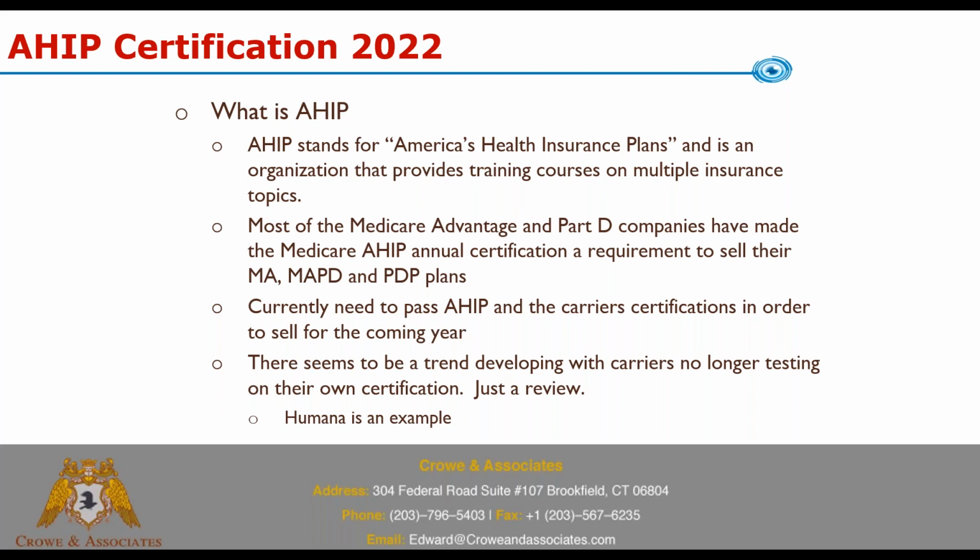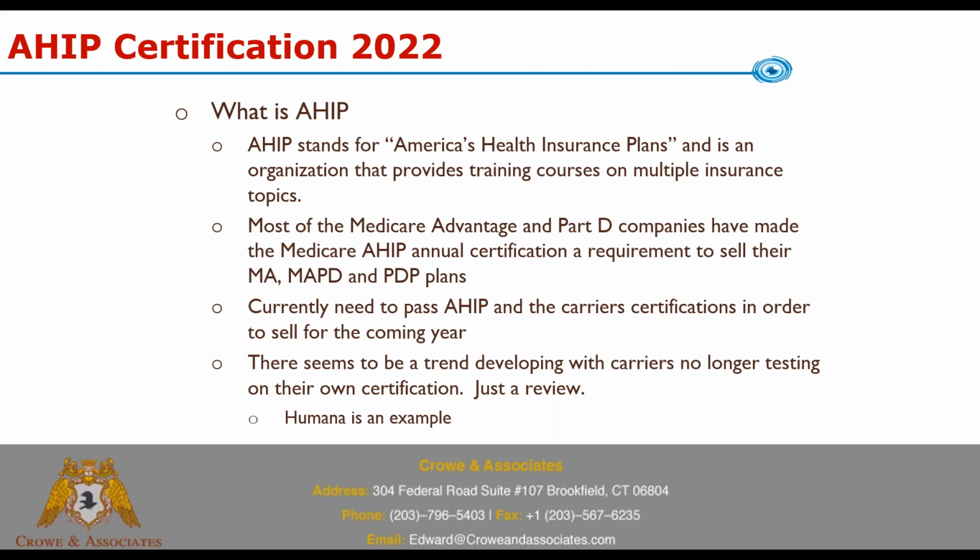So most Medicare Advantage and Part D companies have made AHIP certification a requirement. So not only do you have to do their certification, which is specific to them, but you need an overall AHIP certification every year to sell their plans. And just to clarify how that works: if you did the 2021 AHIP, you can continue to sell plans for this year. But when October 1 comes and you're talking to people about the 2022 plans, you need the 2022 AHIP to do that.